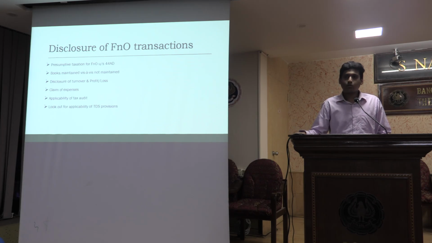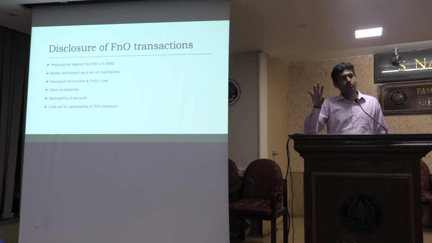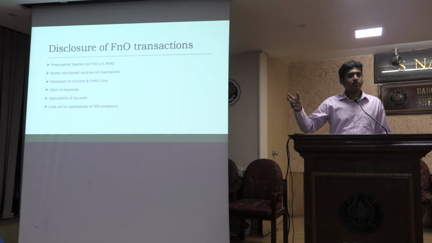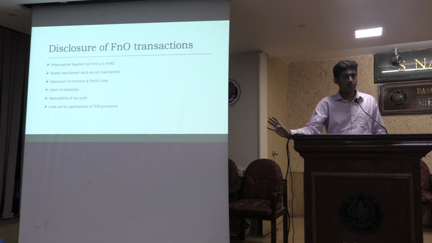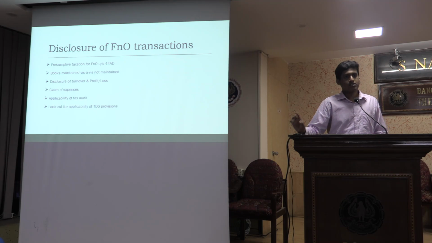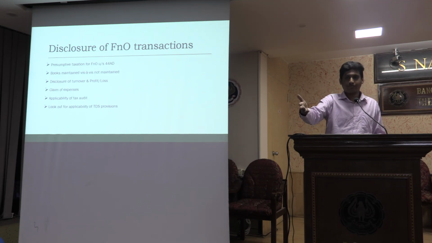Coming to disclosure of turnover, do we have to disclose the turnover anywhere in the return? No, there is no requirement. Calculation of turnover is essential only to determine whether audit is applicable or not. As far as reporting is concerned, in case of profit, go to operating revenue and just put profit from F&O. If there is a loss, go to direct expenses and put loss from F&O. That will take care of the computation part. And against that profit or loss, we can claim certain expenses that are directly linked to F&O transactions.